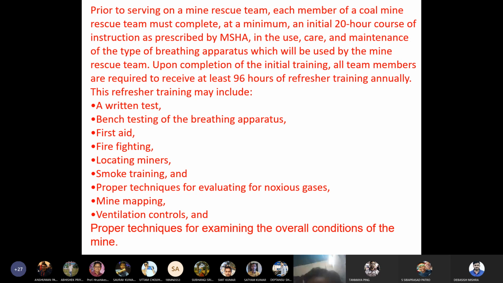So to become a mine rescue team member, they have to go through training, an initial 20-hour course of instruction. Frequently, they study 96 hours of refresher, and they have to give an intense test, first aid test, firefighting test, for evaluation of noxious mine mapping, ventilation. So these are the jobs carried out by the mine rescue team. So that is why they should be trained in these areas.